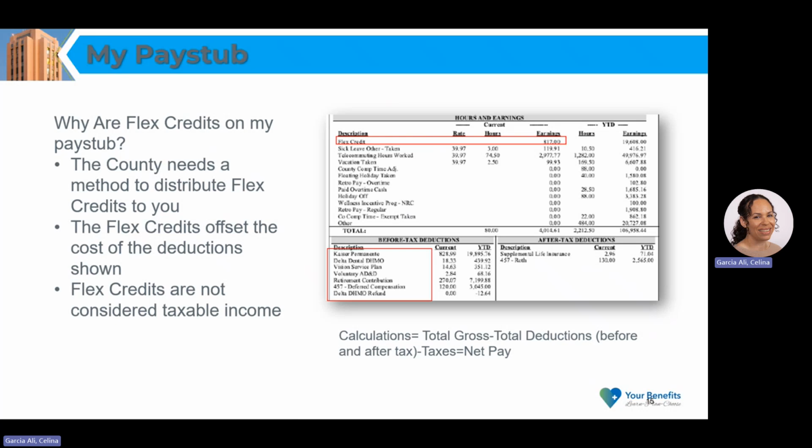When looking at your paycheck, if you want to do the calculations, they would go as follows: total gross minus total deductions, which would include before and after tax, minus taxes equals net pay. Employees typically get confused when they are looking at their before and after tax deductions and they see those full premium costs on their paycheck. Please keep in mind that the full premium does appear on your paycheck, but you are not paying those full costs necessarily because those flex credits are offsetting those costs.